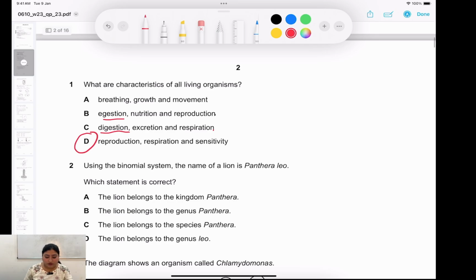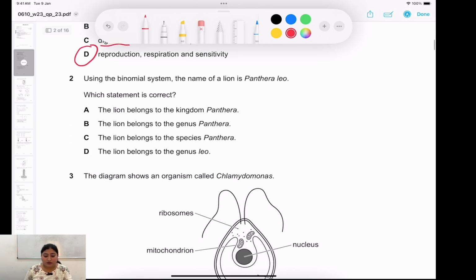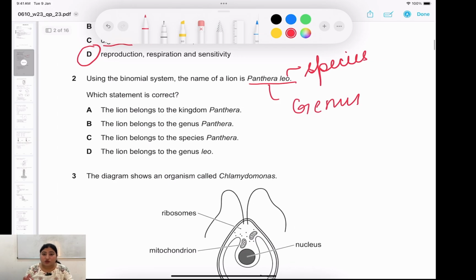Okay. Now moving on to the second question. This is using the binomial system. Now as per the binomial system, the first name should be from the genus. Okay. And the second name should be from the species. Okay, now first one is from the genus and the second one is from the species. So as per this, let's see which option is correct.